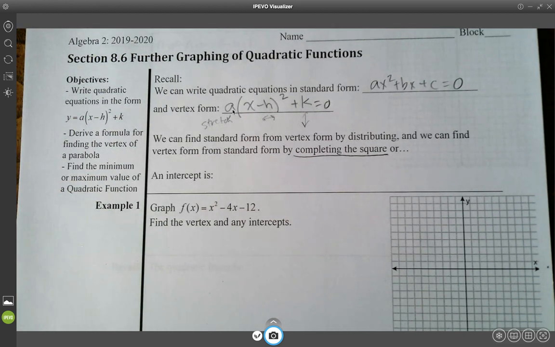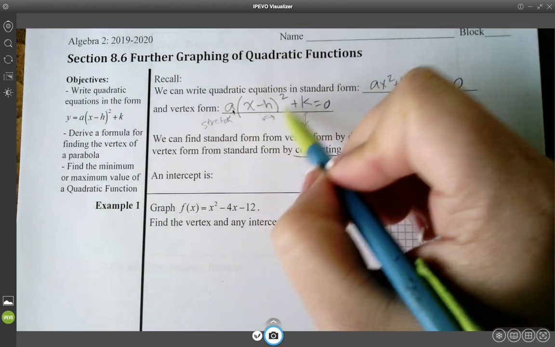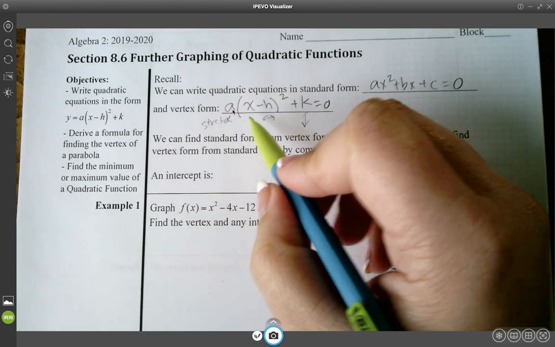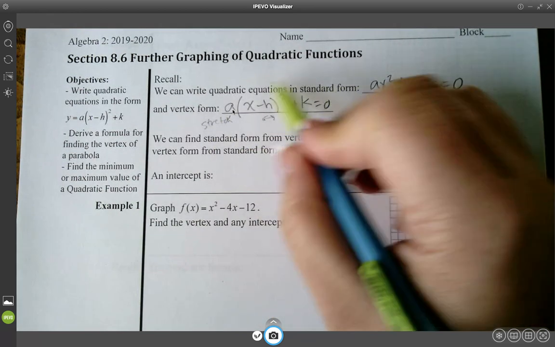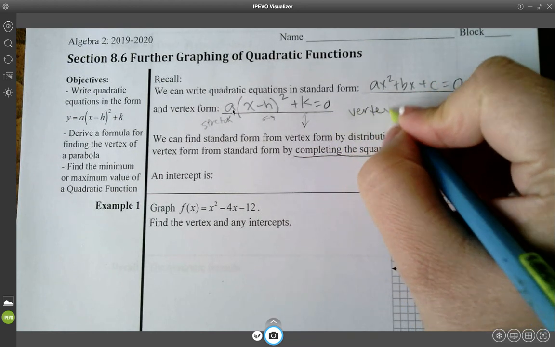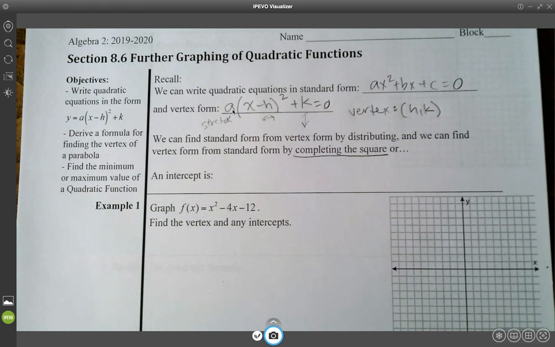So recall, that's what we were doing a couple of sections ago, of finding the value that we need in order to write something as a perfect square. Okay, and when we're looking at vertex form, we're able to find the vertex, which was the point h comma k. And we saw that last class.